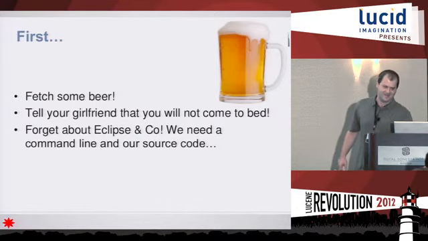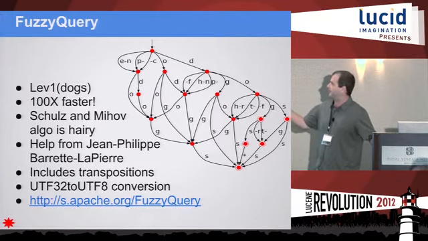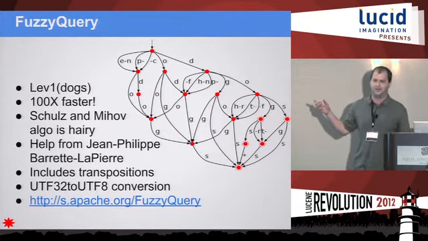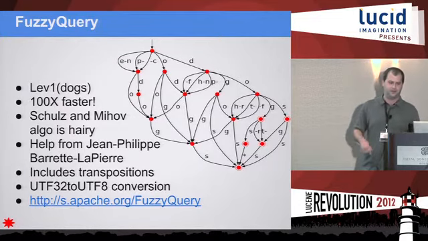But yeah, so this is what fuzzy query looks like now. We generate this automaton. This is actually for dogs. So if you want to find the misspellings of dogs, we generate this thing, and then we intersect that with the terms dictionary.